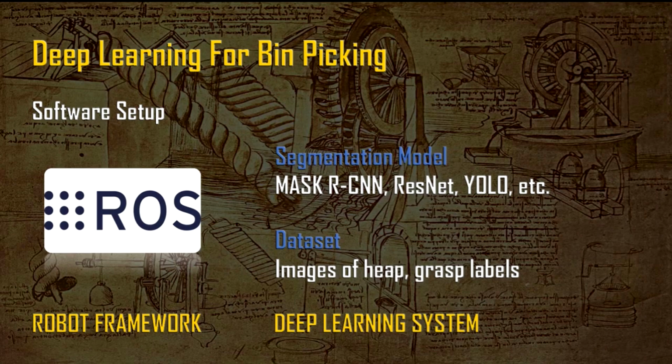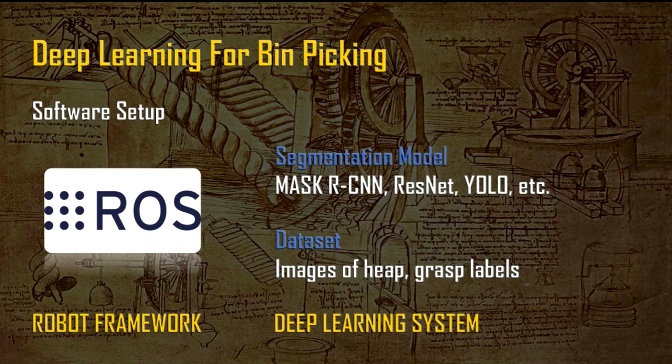And I'm using an image segmentation model. I'll explain how that fits into the pipeline, and a data set which only consists of images of heaps and grasp labels. So actually the model, depending on the pipeline, would change.